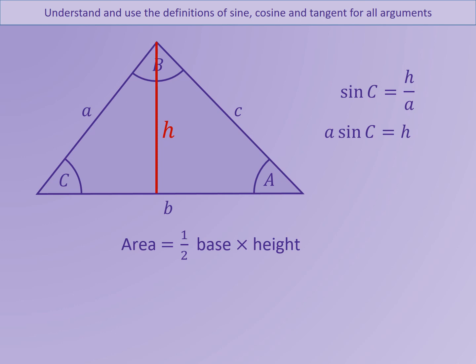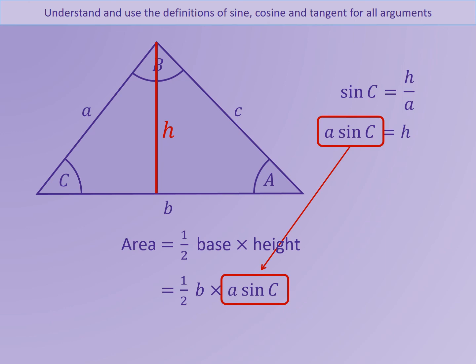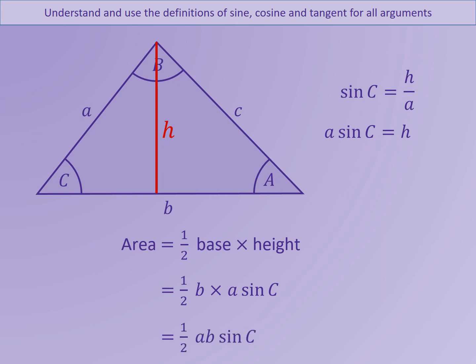And if I simply go down to the bottom, the original formula of half base times height, and replace that height with a sine C, I end up with my new formula for the area of a triangle, which uses trigonometry rather than the base and the height of the triangle. And there we go. So the area of the triangle is found by working out a half ab sine C.